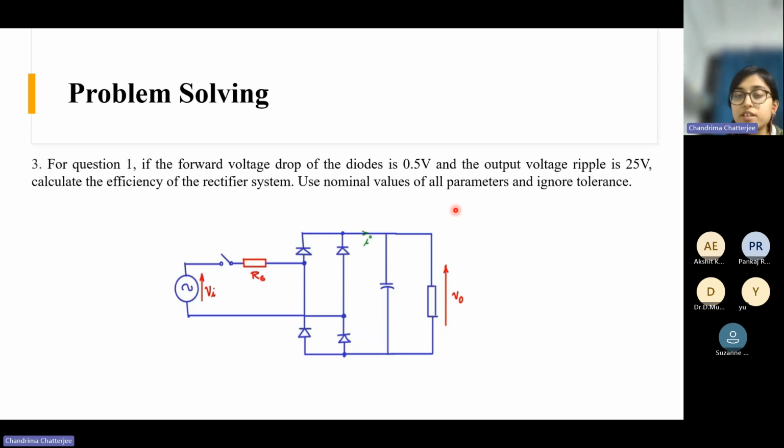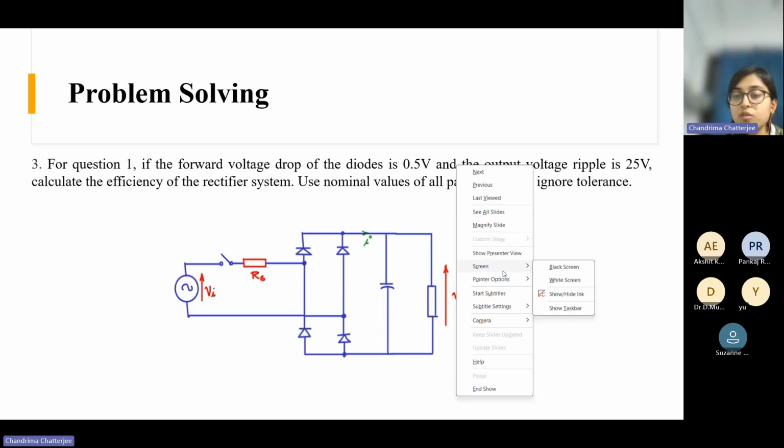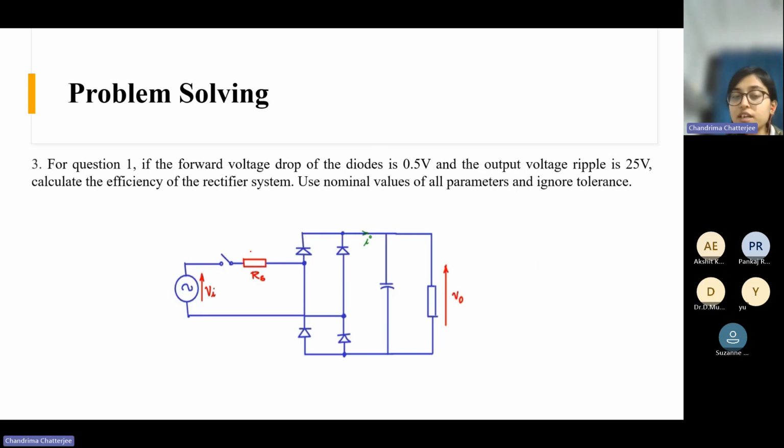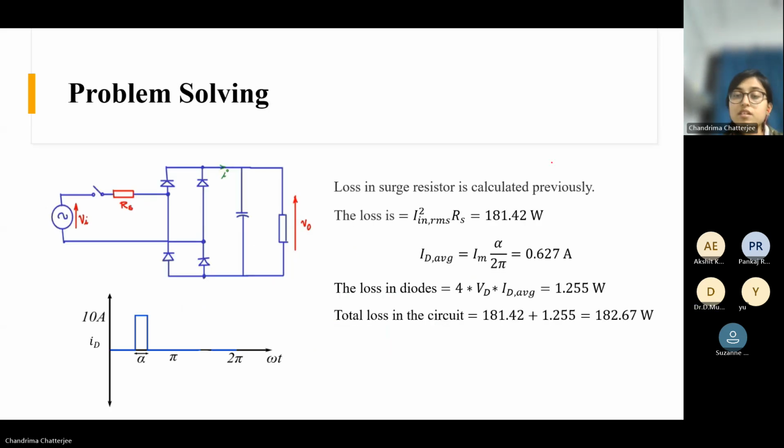What we need to do is first identify where we will incur some loss. We already saw there will be some loss in this resistor, which we calculated. Where else? There will be some loss in all these diodes, right? Because a forward voltage drop is there, some loss will be there in the diodes. We need to calculate these losses. The resistor loss we already calculated in the last problem.